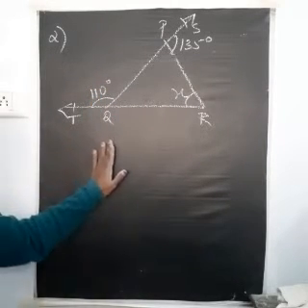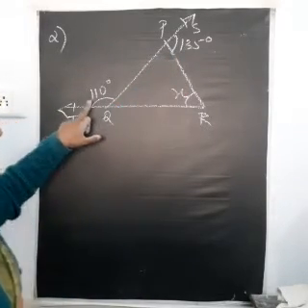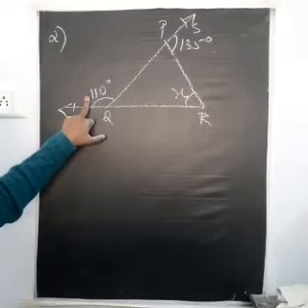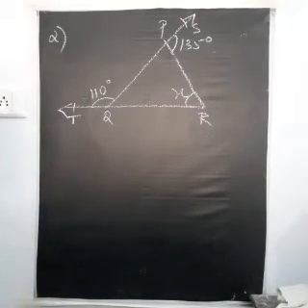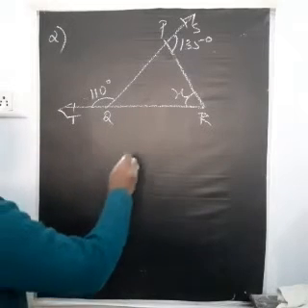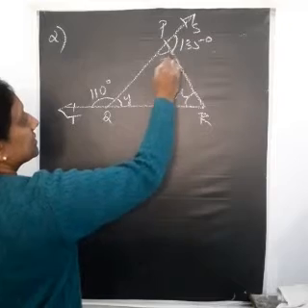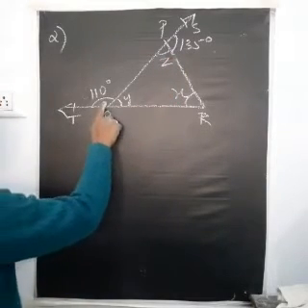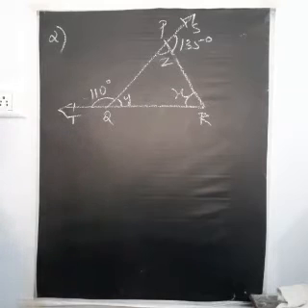Now this is the sum that is given to us. That is, this exterior angle is 135, this exterior angle is 110, and they want us to find this interior angle, which is X. So what we can do is, first I am going to name this angle Y and this angle Z. Now if you notice, 110 and Y are angles on a straight line, that is, linear pairs.